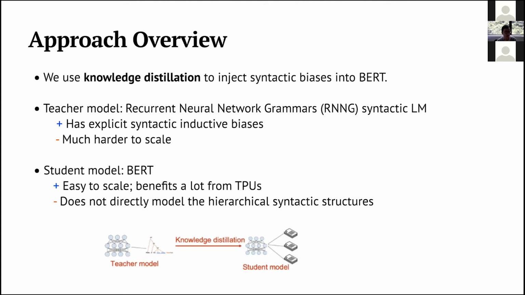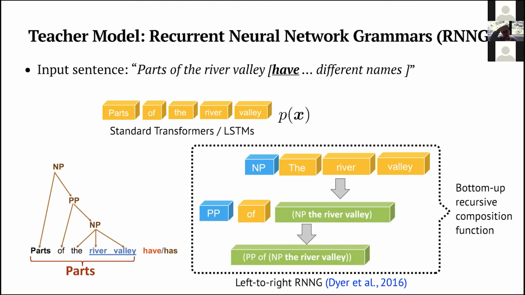So can we have this more difficult model, harder to train, harder to scale, which understands explicit syntactic structures, to teach this student model to learn more about how language is composed? The teacher model, RNNG, instead of reading a sentence from left to right, builds a bottom-up recursive composition function. In the example here, it first builds a representation of the river valley before it attaches this representation to of, and then forms a prepositional attachment, so of the river valley.